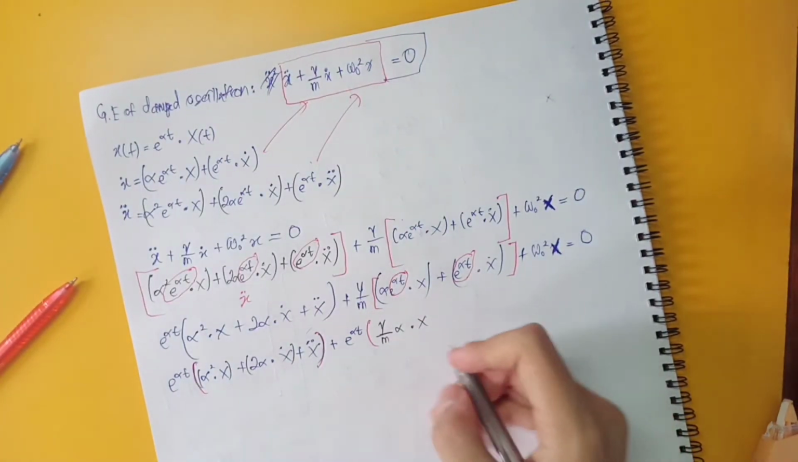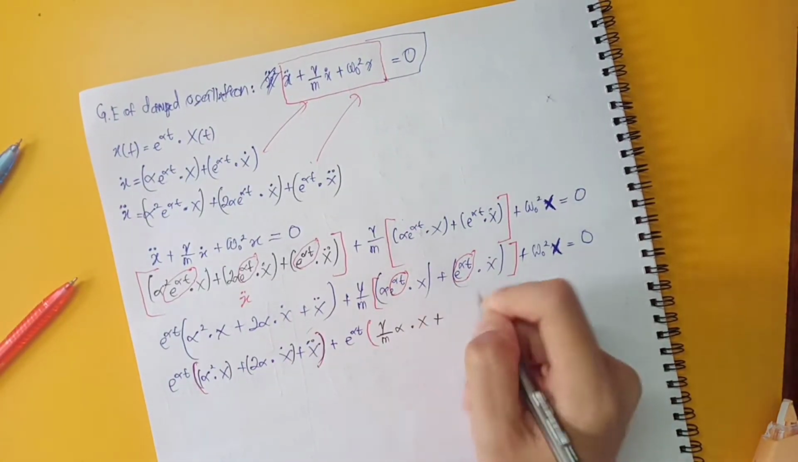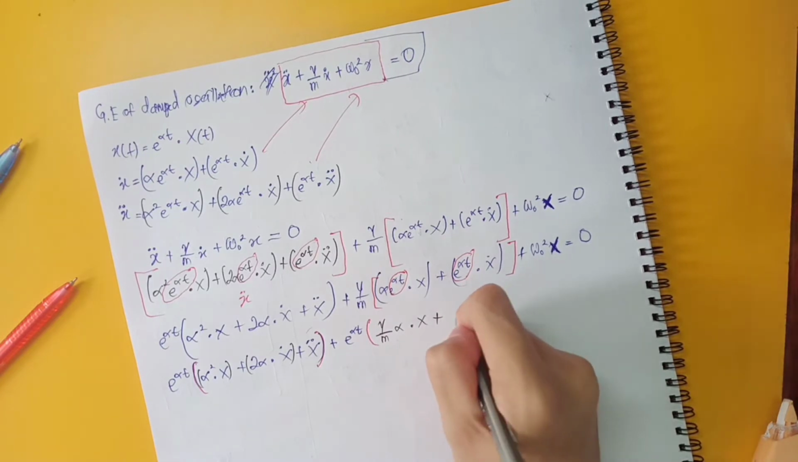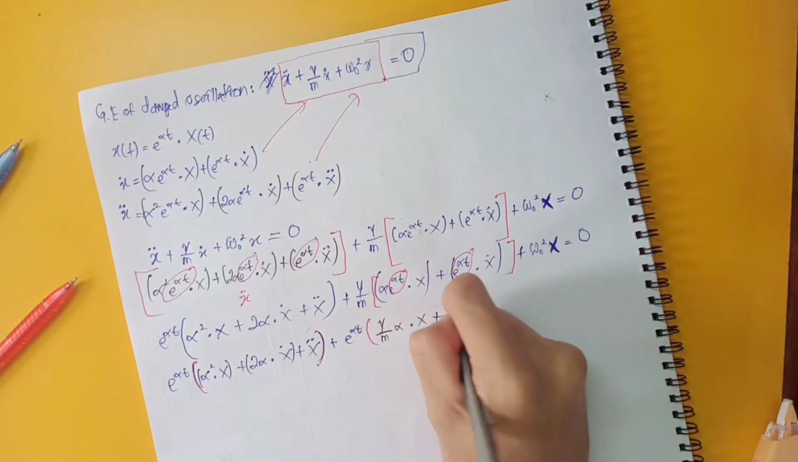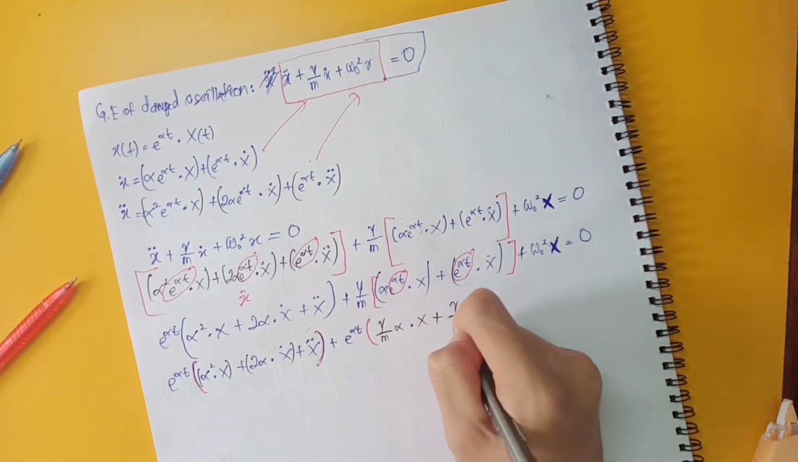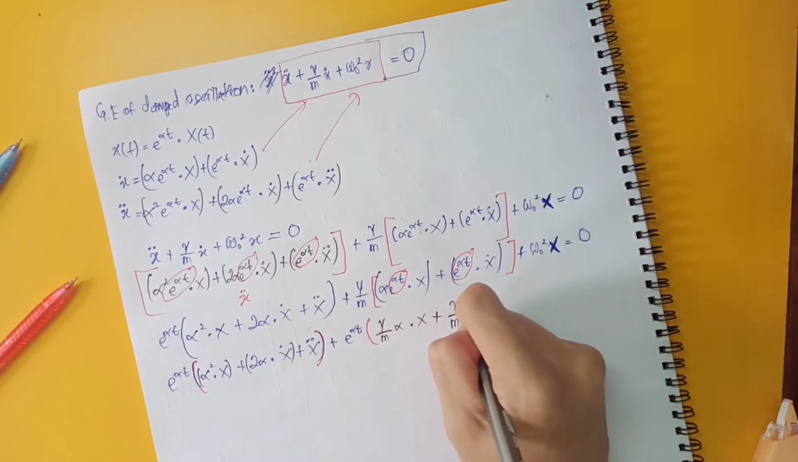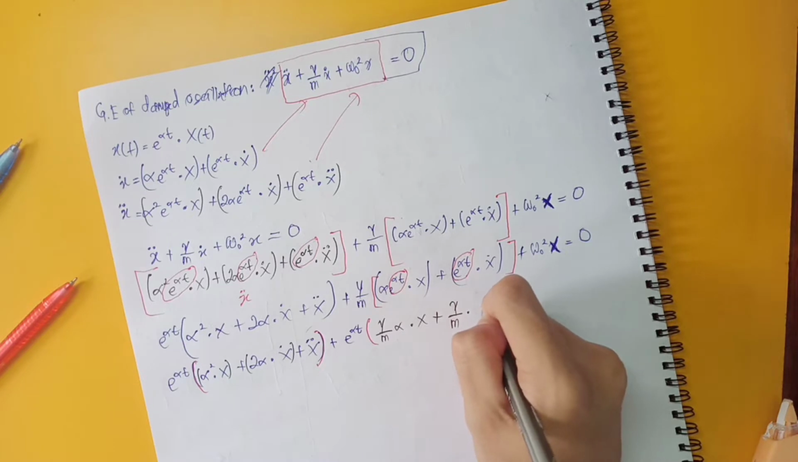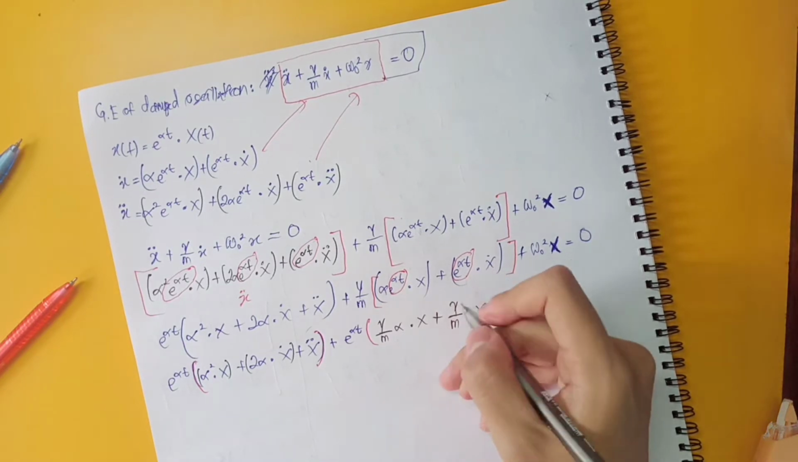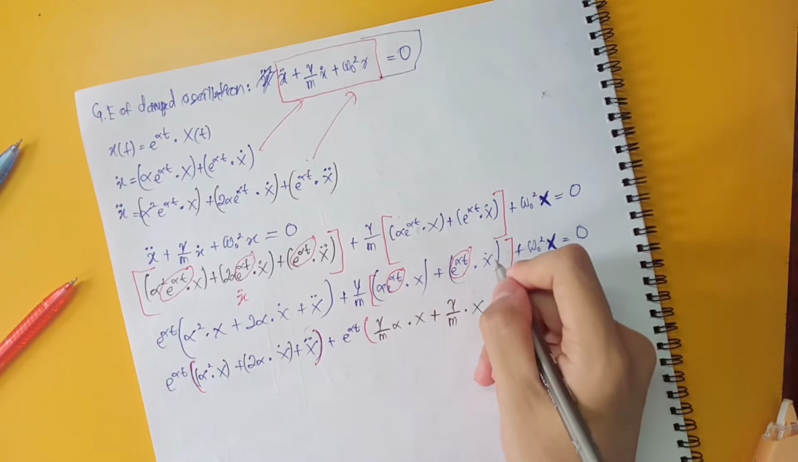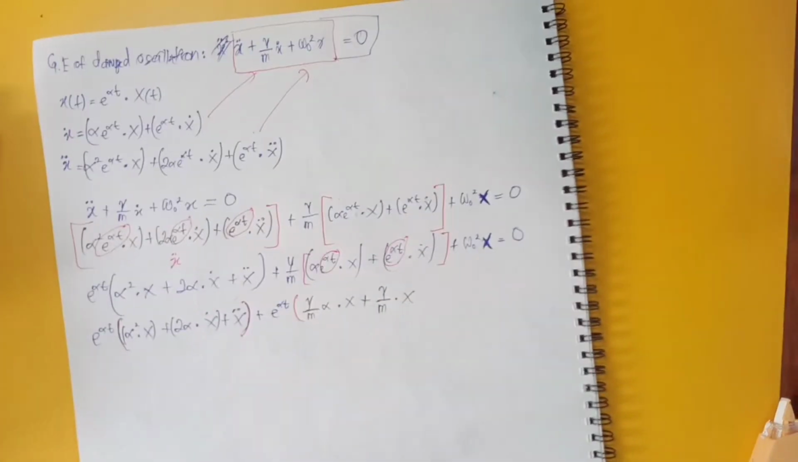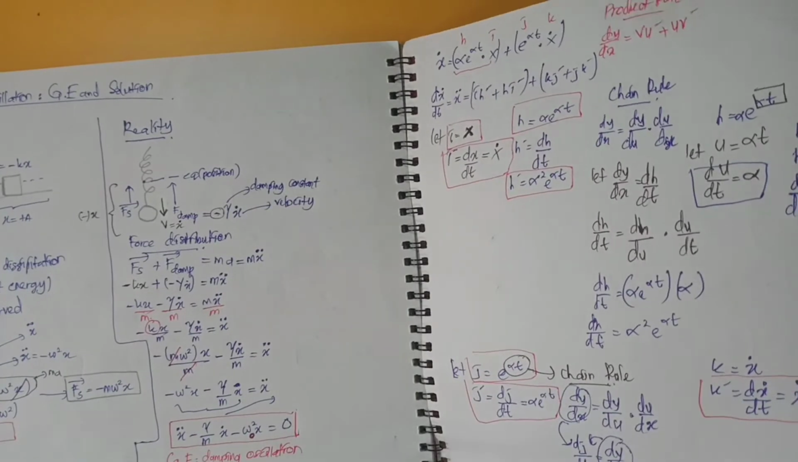Okay, now plus gamma over m times x single dot. Is it really like that, single dot here? Wait, let me see. That single dot here.